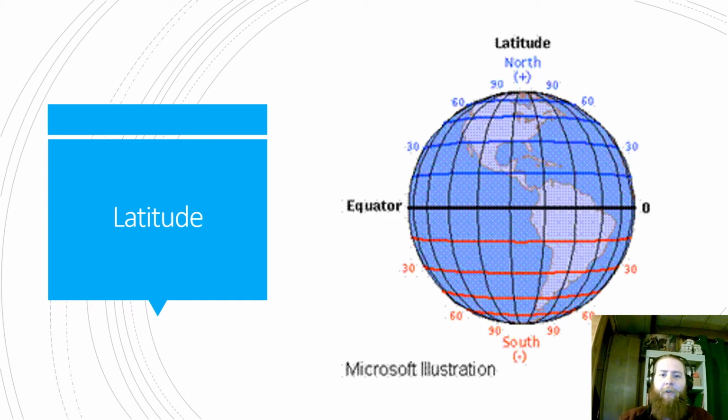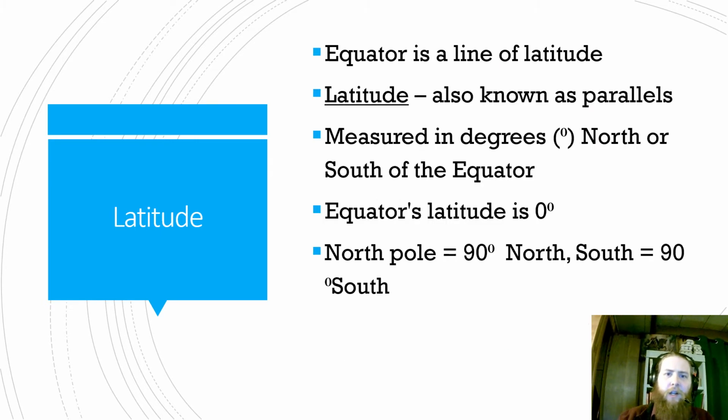So for latitude, think latitude, fatitude. It's going around. The equator goes all the way around. There's the 30 degree line, the 60, the 30. Up here in North Idaho, we're closer to the 48th parallel. Latitude, the equator is our middle line of latitude. It's the one we start from.